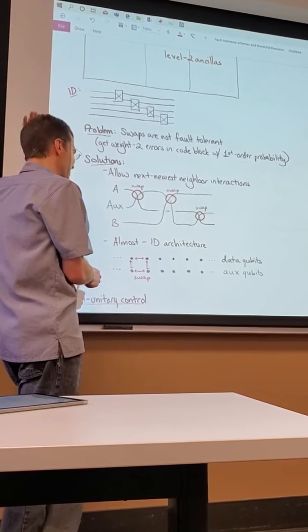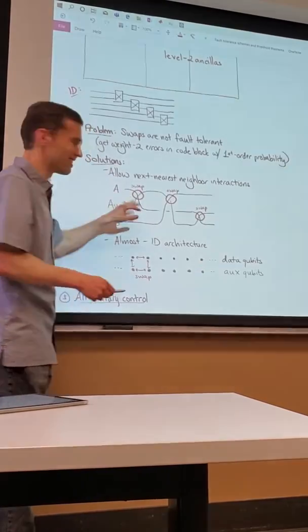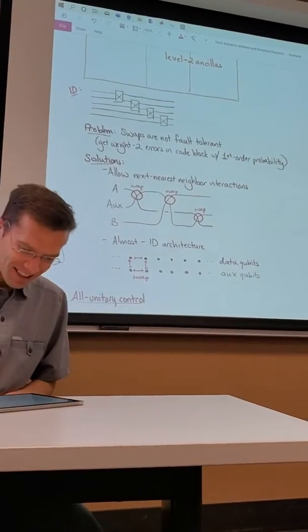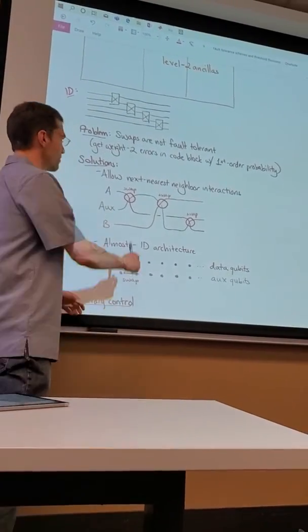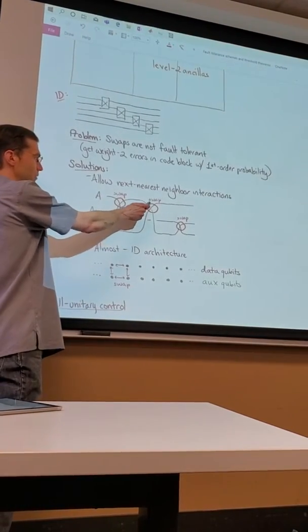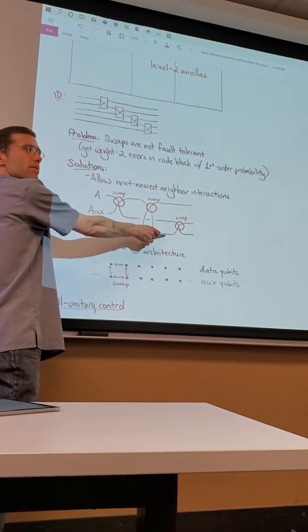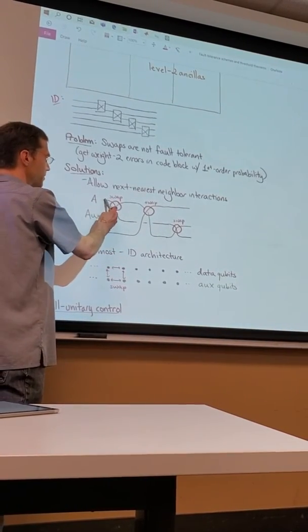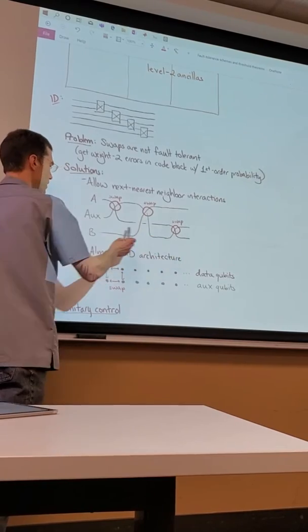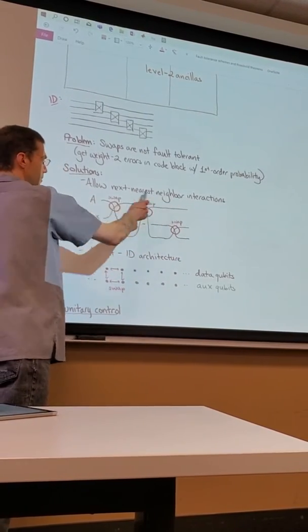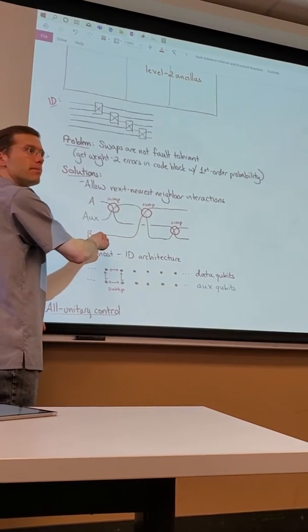Alright, so, okay, this is working. So we have next nearest neighbor interaction. First I swap 1 with 2, then I swap 1 with 3, then I swap 2 with 3. Overall, you can follow what happens to this first data qubit. It ends up down here. This last data qubit ends up here. And so overall, I've swapped 1 with 3.